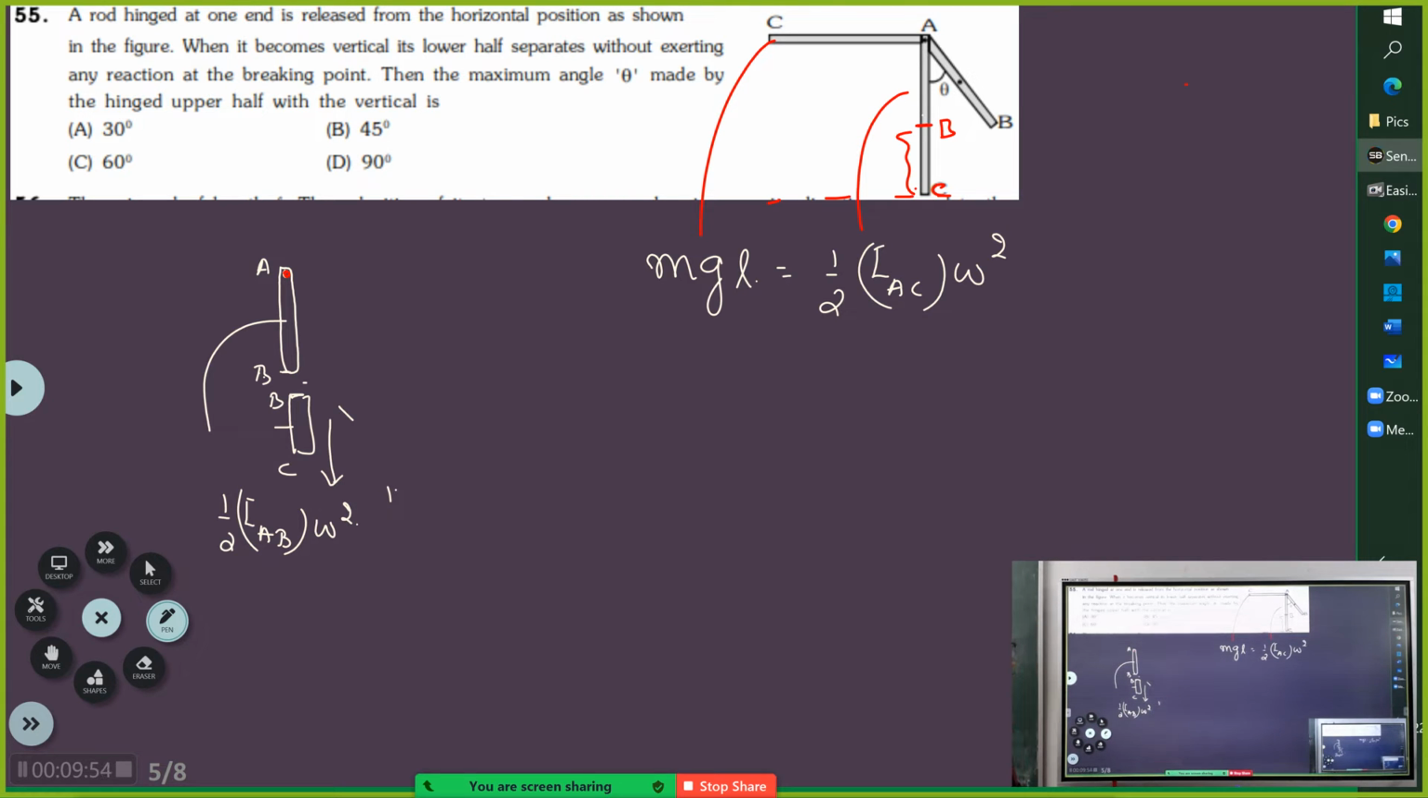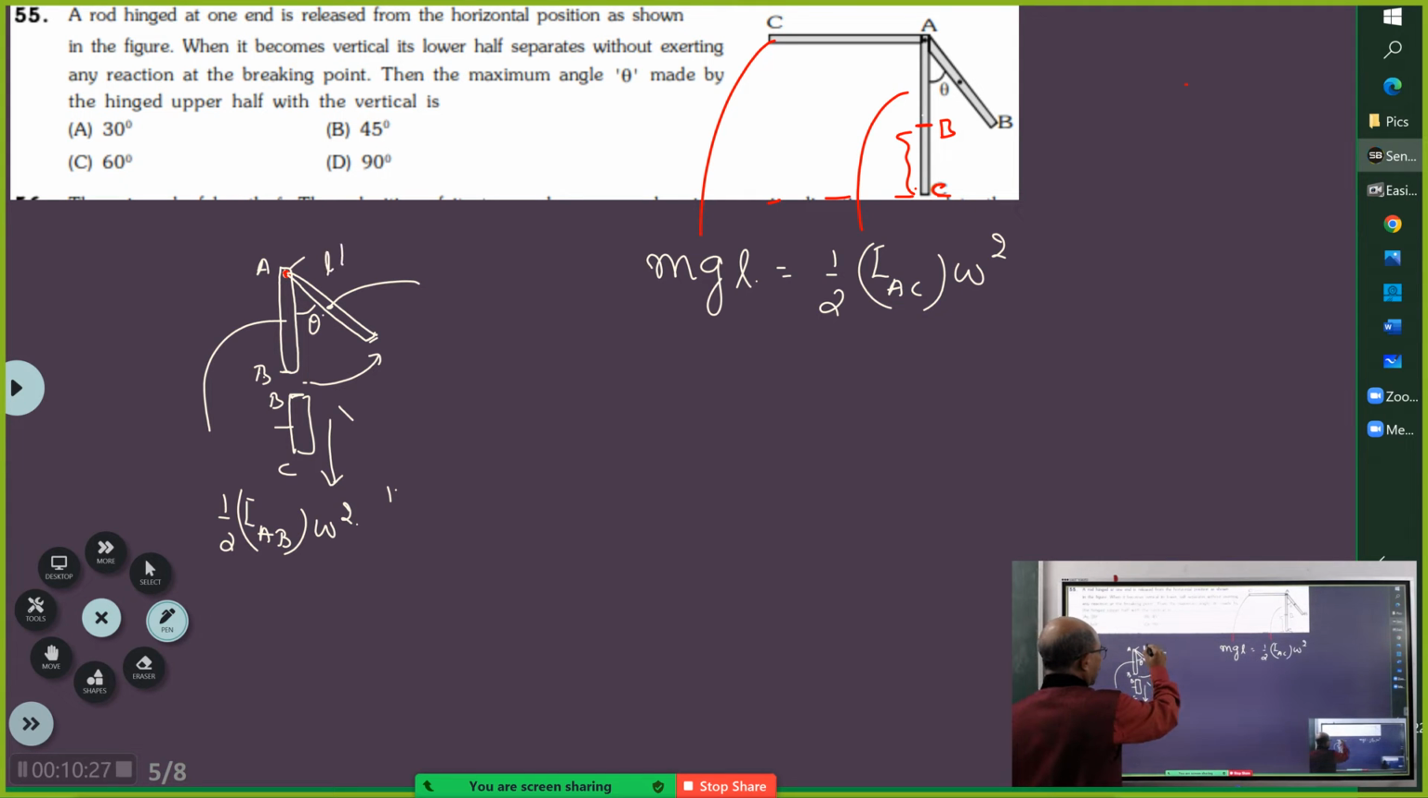Now, because of this energy, this rod is going to swing and keep swinging, and then after going to angle theta, it is going to stop. Correct? Here it is going to stop. That means its kinetic energy is 0. So what will be the potential energy?